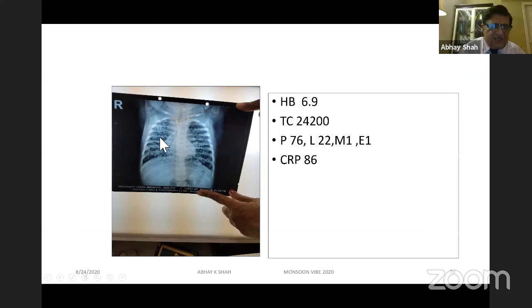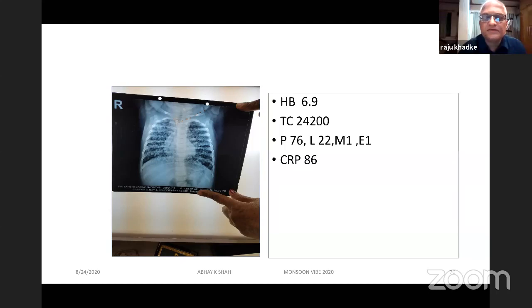So these are classical X-rays. You can see miliary tuberculosis. Yes, miliary tuberculosis appears to be. Count is high, CRP is high, hemoglobin is very low. So the classical case of miliary tuberculosis. So Dr. Rajendra Bhai, would you start ATT or would you go for some other extra investigation?